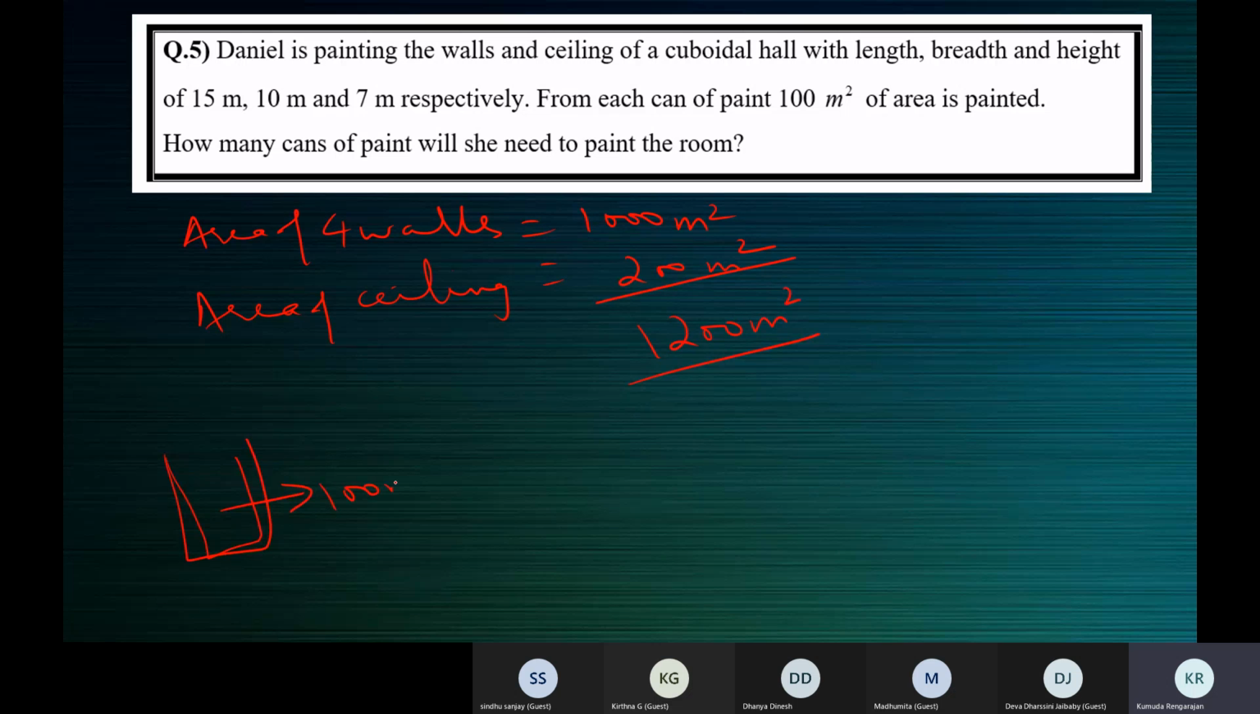Now, supposing I say from one bucket of paint, you can paint 100 meters square. If you buy a bucket of paint from the market, that will help you to cover an area of 100 meters square. Then how many buckets of paint will you buy?